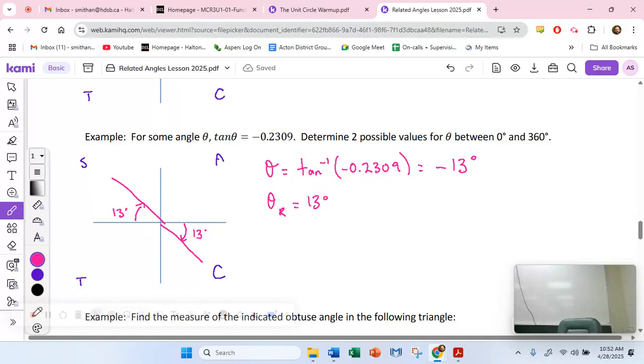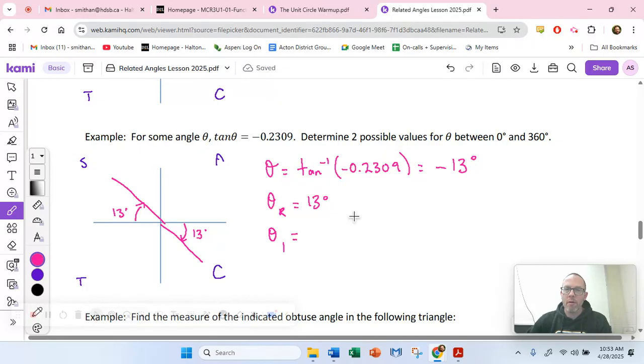Which angle in the sine quadrant has a reference angle of 13? And which angle in the cosine quadrant has an angle of 13? In our first example, our calculators gave us one. We got lucky. In this one, our calculators gave us something useful. We got the reference angle from that. And now we just need to find our two values between 0 and 360.